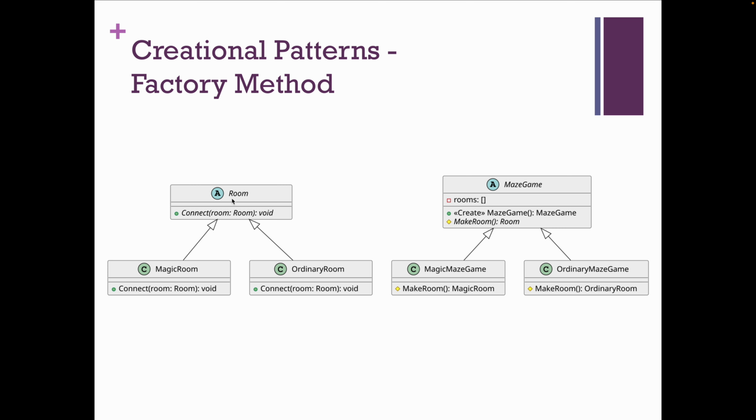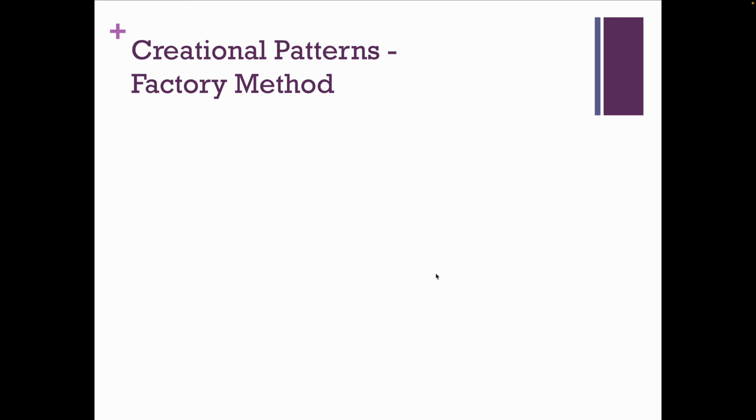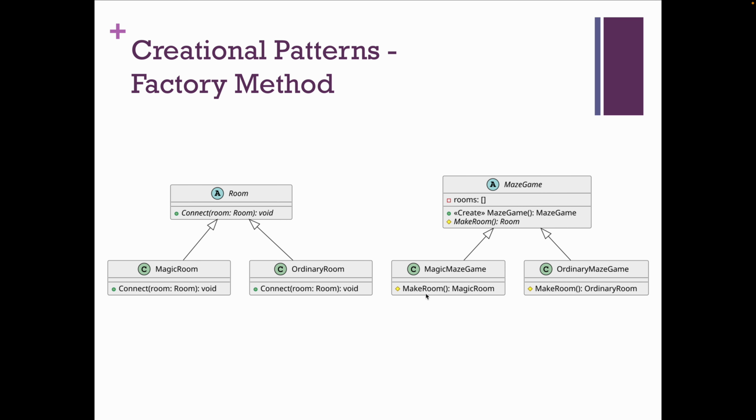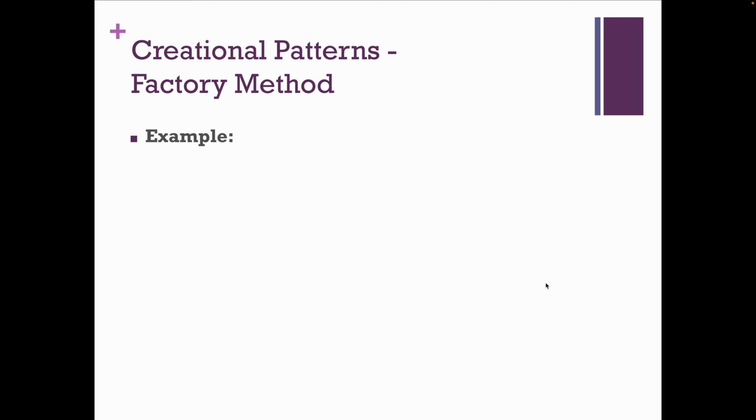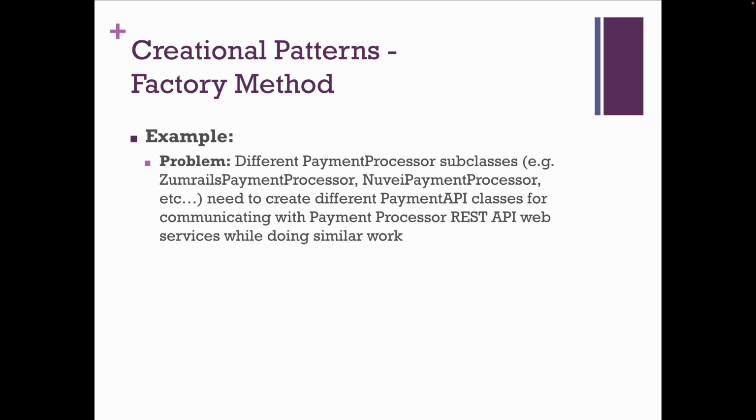So, for example, we have a maze game, and if we use the subclass magic maze game, then it builds a magic room, but if we use ordinary maze game, it builds an ordinary room, but the method name is the same. So they're going to have the same method for building a room, but different subclasses of this will build different objects. They call that a factory method. It's not really as fancy as it seems. It's just basically a factory method.